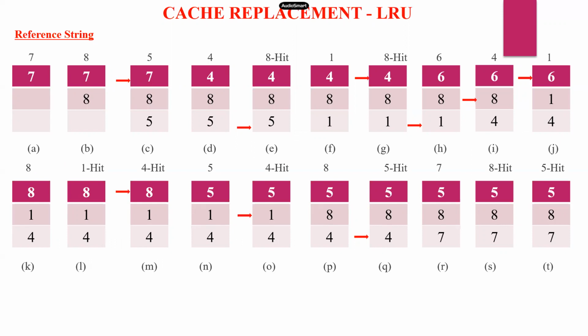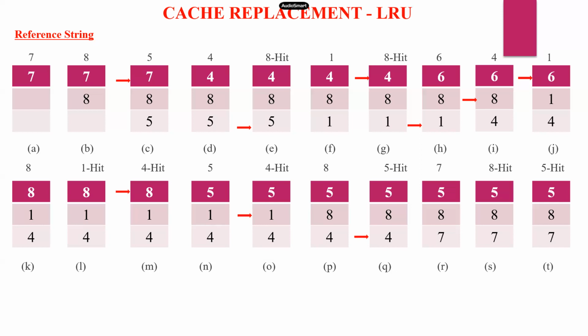The second string is 8. 8 is not available in the cache and still we have 2 more spaces, so 8 is also filled in the page frame. The third string is 5. The 5 is not available in the cache and one more slot is free, so you can fill 5 also. Now the cache page frame is filled. 3 slots are occupied already. Now we need to replace one data.